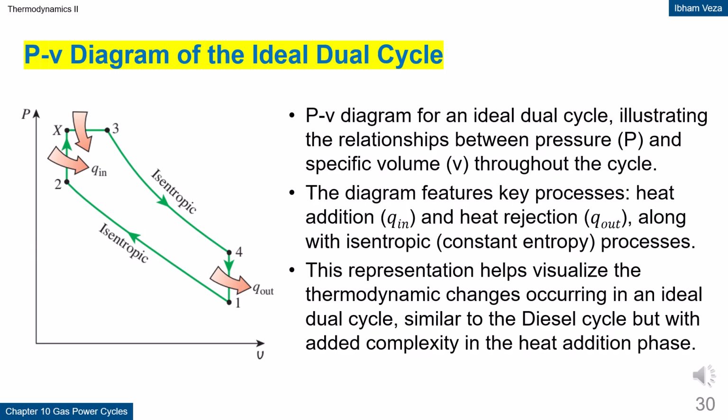PV diagram of the ideal dual cycle. The dual cycle is a combination of the characteristics of the Otto and diesel cycles. Heat addition occurs partly at constant volume and partly at constant pressure. This PV diagram shows the sequence of isentropic compression, mixed heat addition, and isentropic expansion.